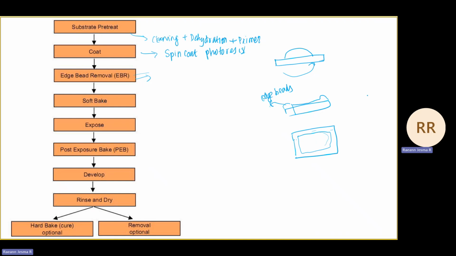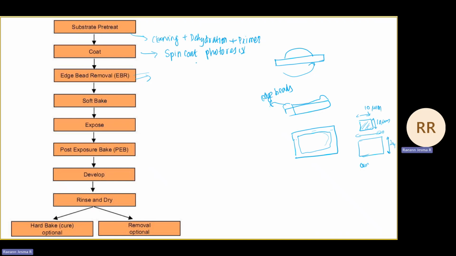So overdeveloped means, let's say you want a box which is 10 micron cross 10 micron. After development, if you are getting 20 cross 20, it means your dimensions have become larger than required. This is in the case of a positive photoresist, where only in this region you are exposing. Then this is called overdevelopment. So generally we don't want overdevelopment because we will have some particular design which needs a particular dimension.